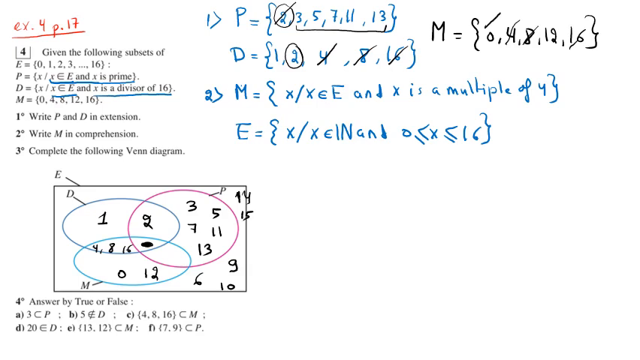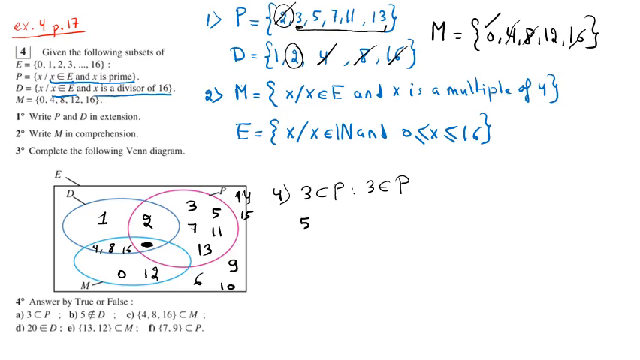Now answer by true or false. We have 3 is a subset of P. Of course it is false. Why? This is an element. Between element and set, we write belongs or doesn't belong. 3 is an element of P. We have 3 is an element, so 3 belongs to P, not subset of P.